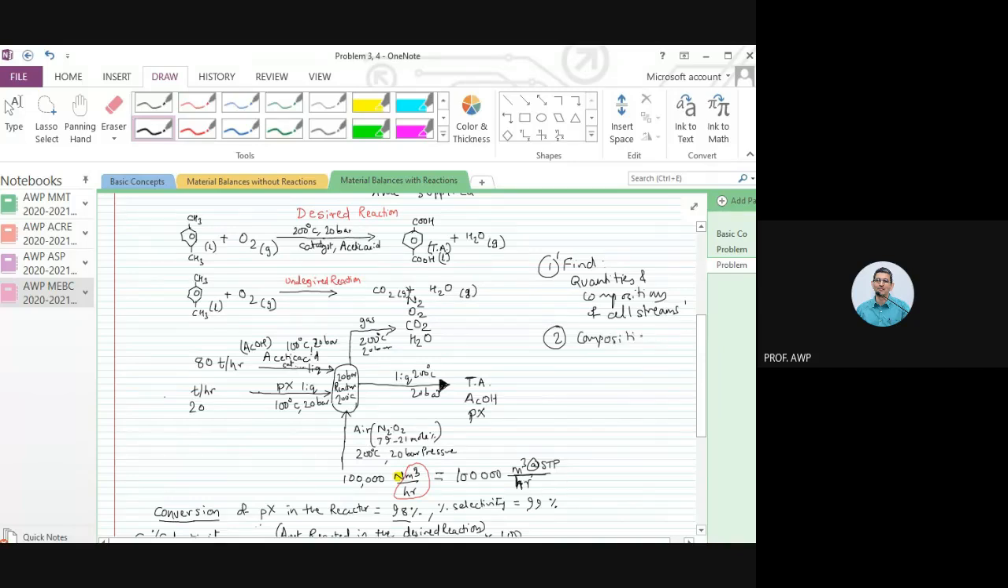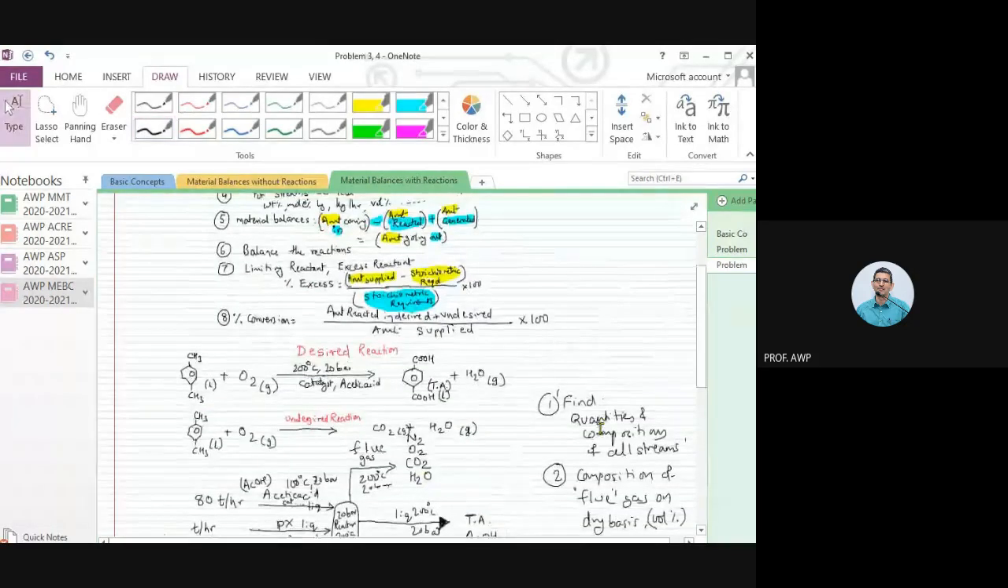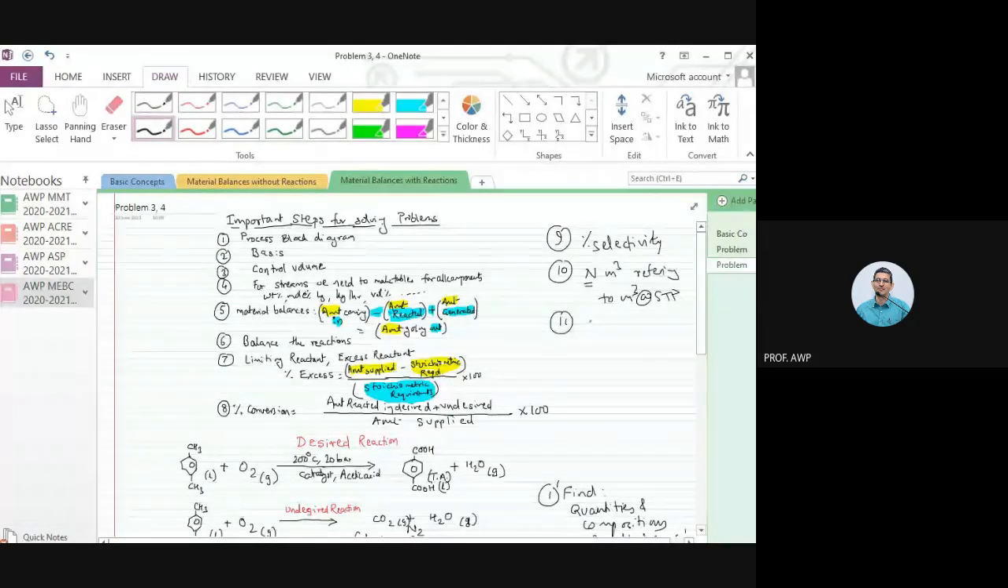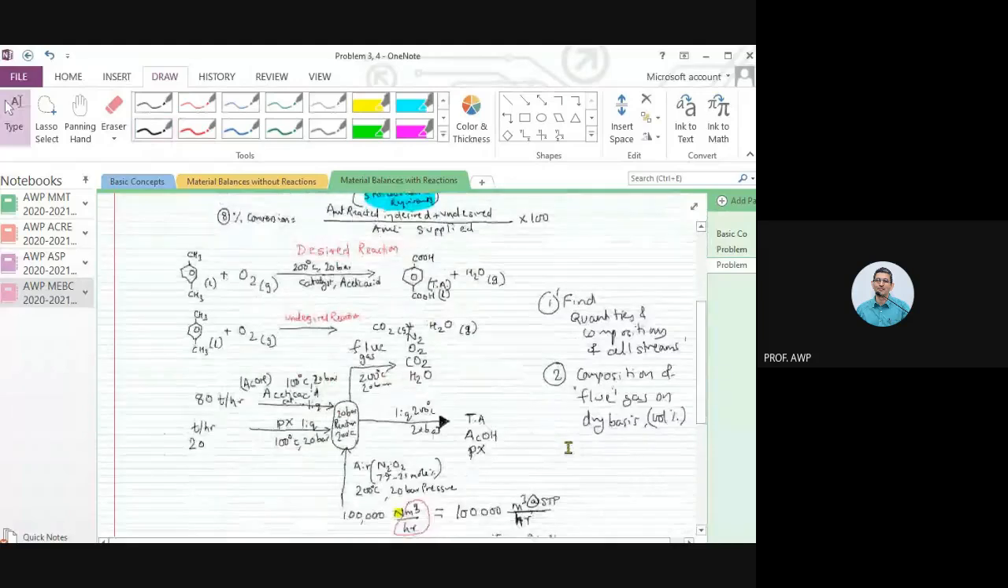Second thing that you can tell me is the composition of this flue gas. So we are going to call this flue gas or off gas, on dry basis, in volume percent, right? Remember, that's one more thing that we defined, important thing that we talked about. Percent selectivity, that is the next thing. We talked about Nm cube, N referring to meter cube at STP when we talk about gases. And then last thing that we talked about last time was dry basis, without the water, and wet basis. Okay, so do this problem.